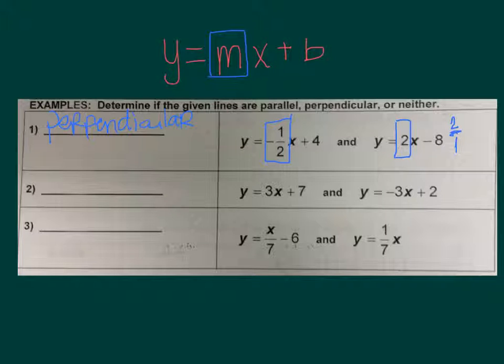Let's look at the next two lines. Y equals 3x plus 7 and y equals negative 3x plus 2. In the first equation, 3 is our slope. In the second equation, negative 3 is our slope. Those aren't flipped. The only thing that's different between those two values is that one is positive and one is negative. So for these two lines, they are neither parallel nor are they perpendicular.